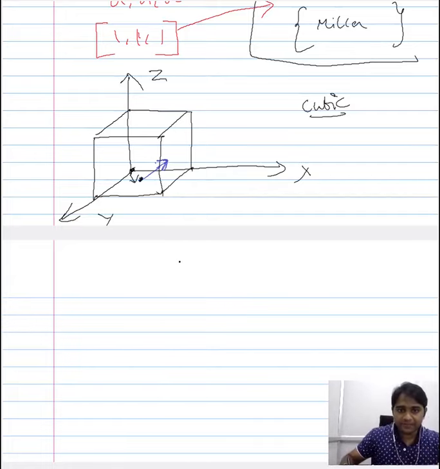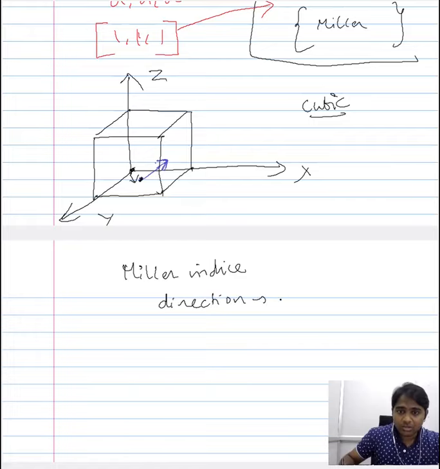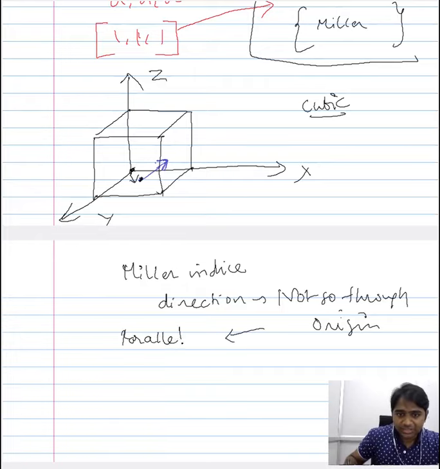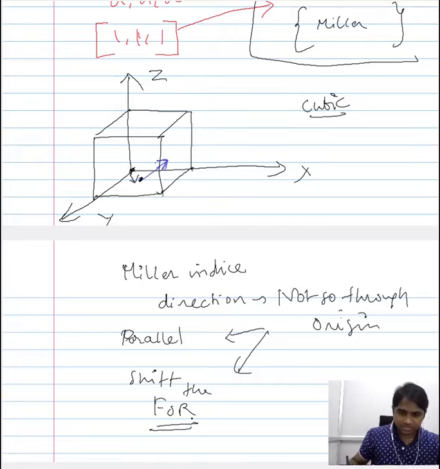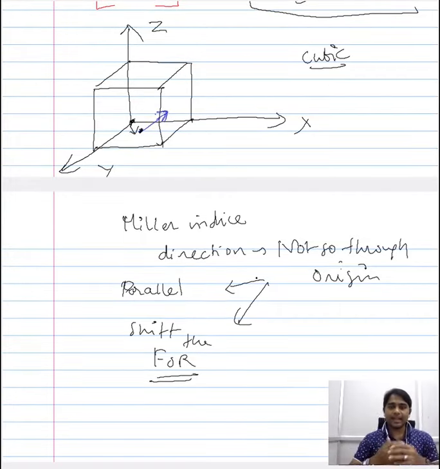So we are trying to identify Miller indices for a direction that does not go through the origin. One way is by constructing a parallel direction that goes through the origin, or the other way is to shift the frame of reference. So this is therefore our frame of reference. So these are the two ways one can identify the Miller indices for a plane, or a direction rather, that does not pass through an origin.